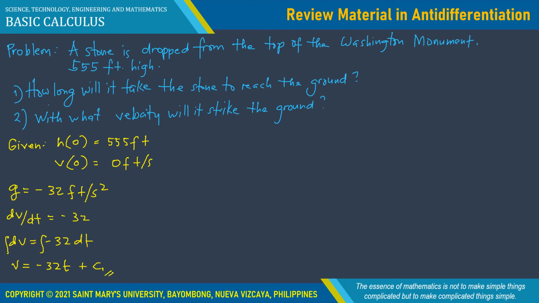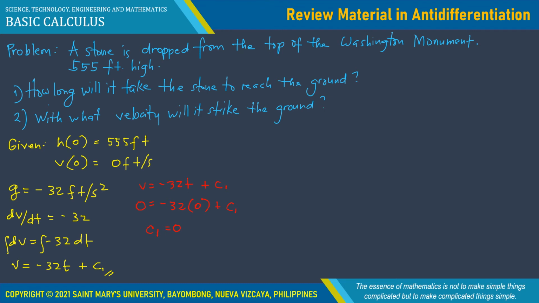So makukuha na natin ang c sub 1 kasi meron tayong initial velocity. So gagamitin lang natin yun. So we have, diba, ang ating v is equal to negative 32t plus c sub 1. So meron tayong velocity na 0 at time 0. So negative 32 times 0 plus c sub 1. So therefore, ang c sub 1 natin equals 0.